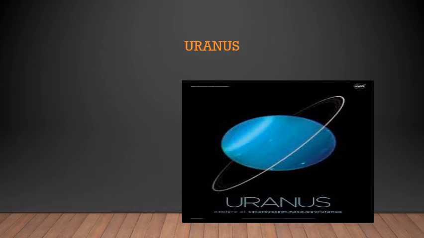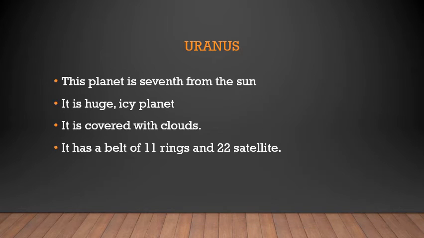Then the next planet is Uranus. Uranus is seventh from the sun. It is the seventh planet from the sun. It is huge. It is an icy planet. Icy means it is filled with ice. Okay. It's completely gaseous, it's icy, it is huge, it is covered with clouds. Just as we have clouds, they also have clouds. It has a belt of 11 rings and 22 satellites.